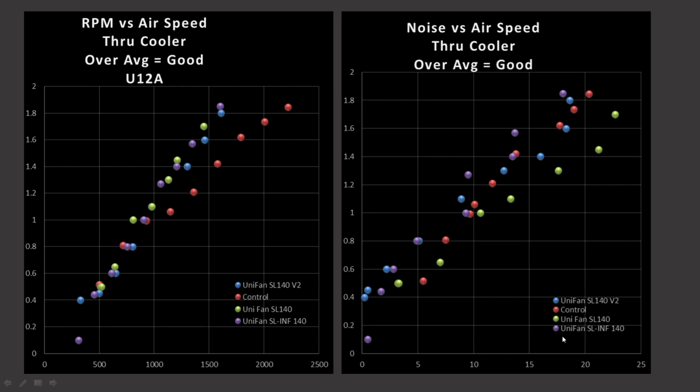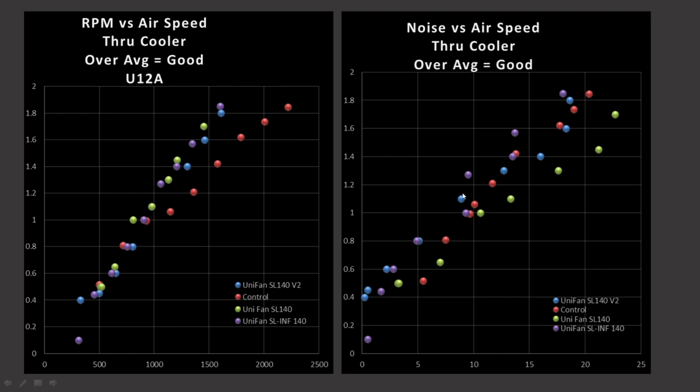Now, on the right side here, we have noise versus airspeed. Airspeed is vertical, noise is horizontal. Every 10 decibels is a doubling in noise volume. So even if these lines look linear, they are not. The relative noise performance does double every 10 decibels. I want to reiterate that over and over again.